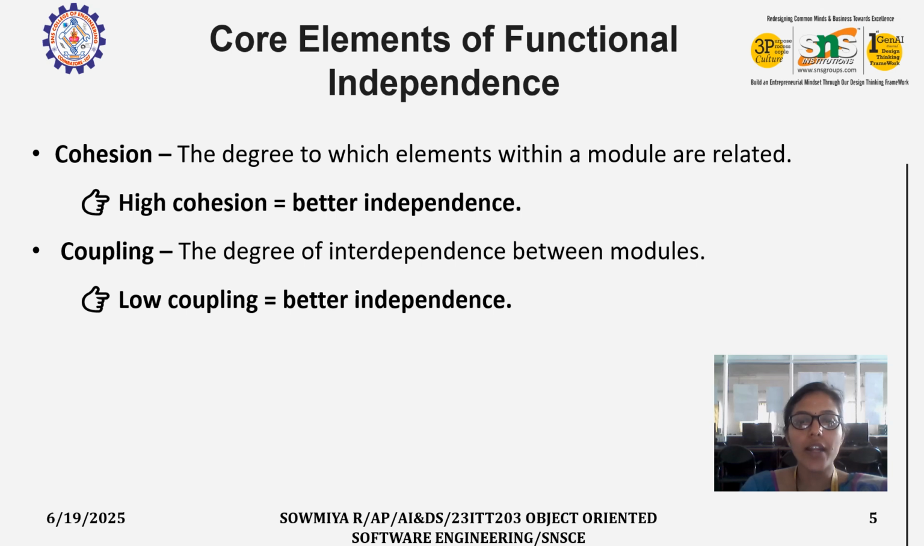Then, core elements of functional independence. There are two core elements behind functional independence. First one is cohesion. This measures how closely related the tasks in a module are. The higher the cohesion, the more focused the module is. Then coupling. This measures how much one module depends on another. Lower coupling is better because it makes the modules more independent. So to achieve functional independence, we should aim for high cohesion and low coupling.